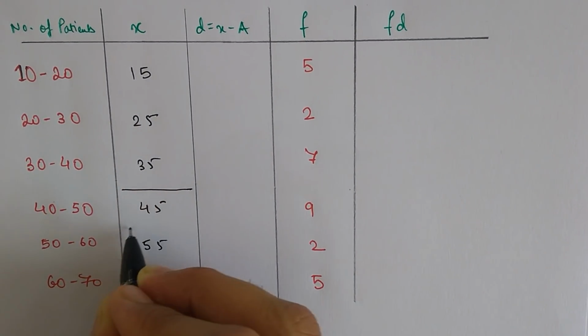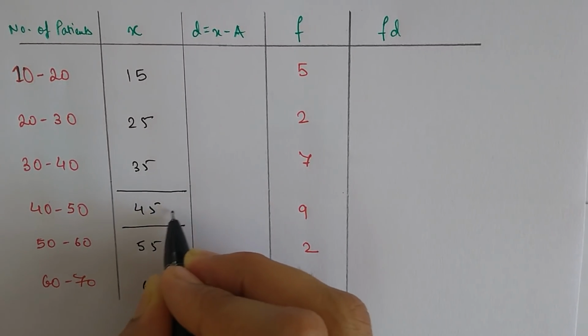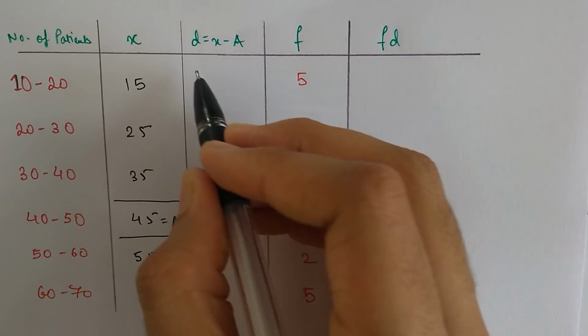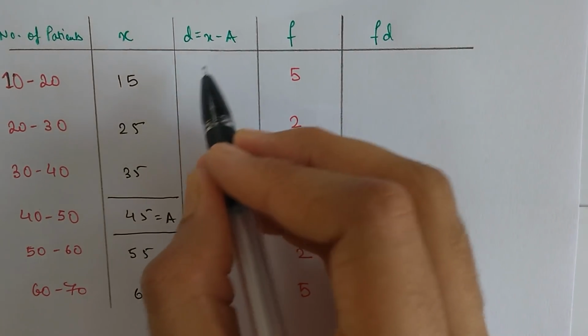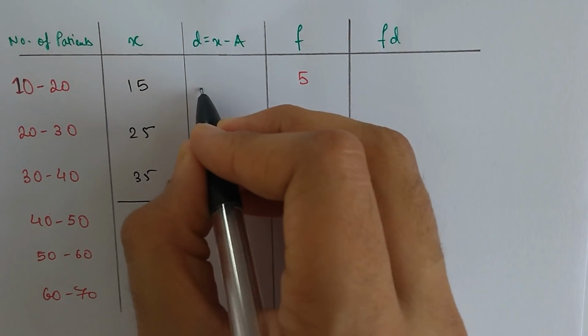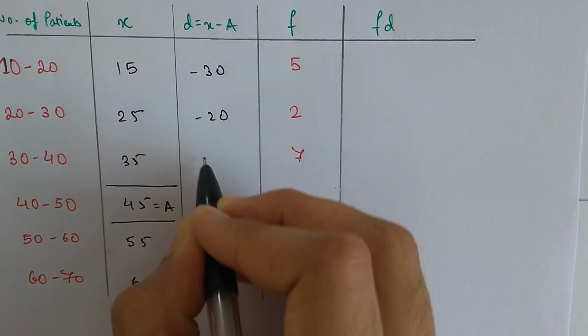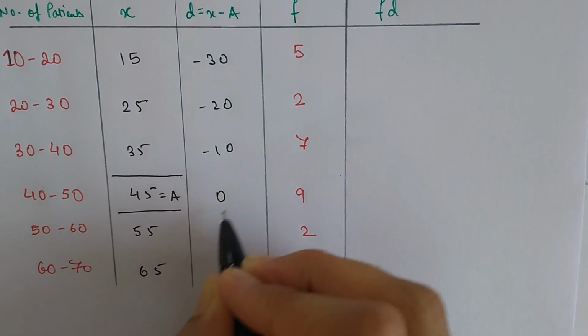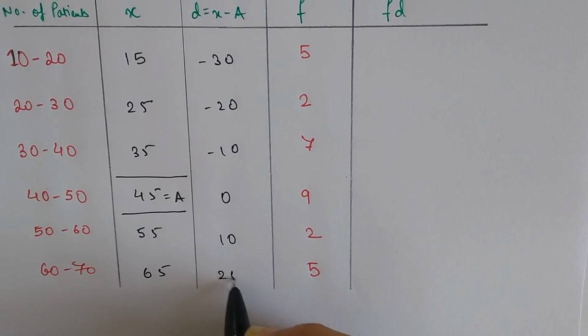You have to take an assumed mean. It's already given in the question to take 45. Okay, so d is equal to x minus a. So 15 minus 45, that's minus 30. This is minus 20, this is minus 10, this is 0, this is 10, and this is 20.